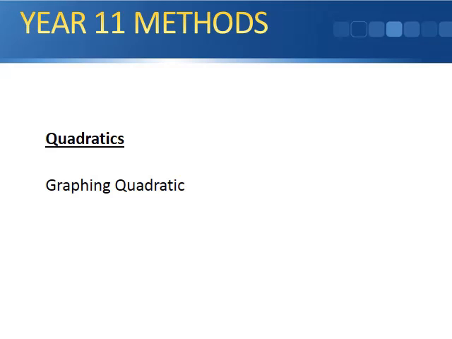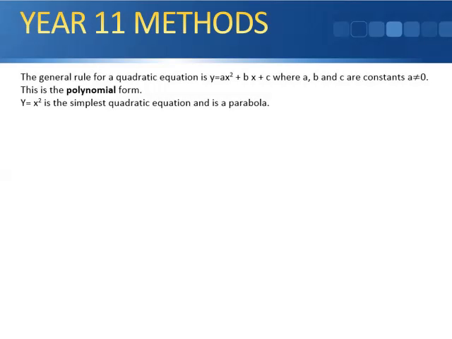Today we're going to be looking at graphing quadratics. If we've got it in this general rule, y equals ax squared plus bx plus c, a, b and c are constants, remember, so any numbers. a cannot equal 0, because if it equals 0 then it's not a quadratic. And we know that that's the polynomial form.